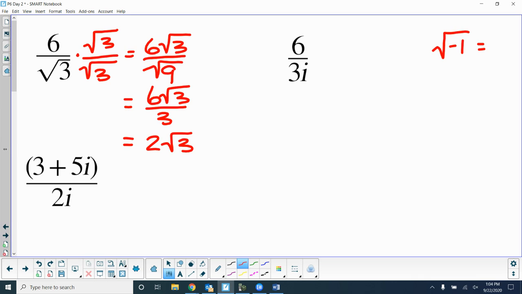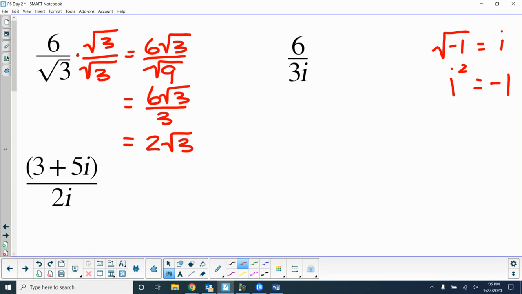Square root of -1 was what? No. What was i squared? That was -1. So what's the square root of -1? i, right? So you see this i here? That's like having a radical in the denominator. We can't have an i in the bottom, the denominator. It's got to be up top.